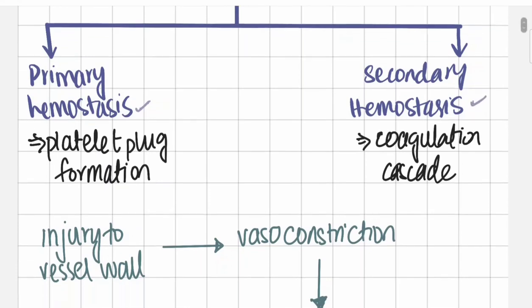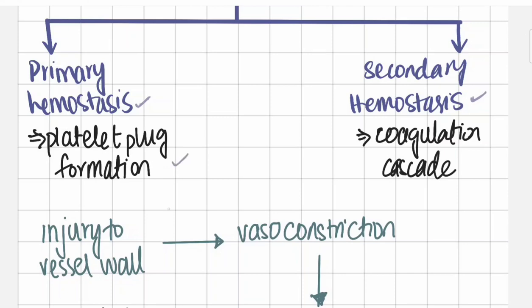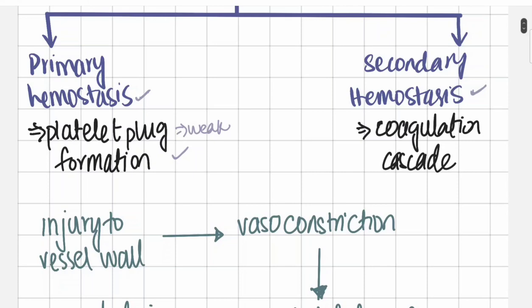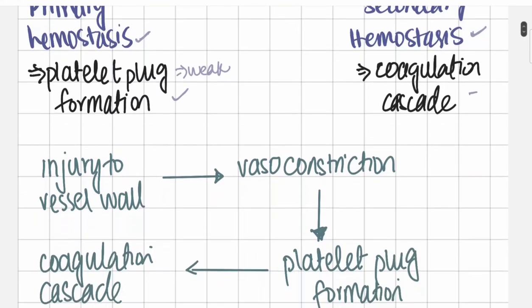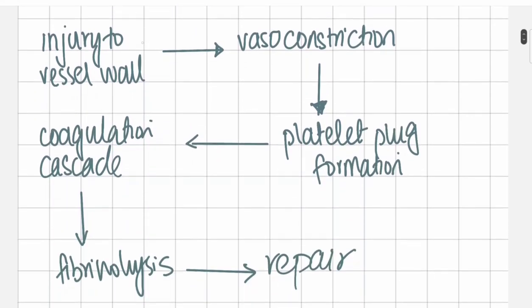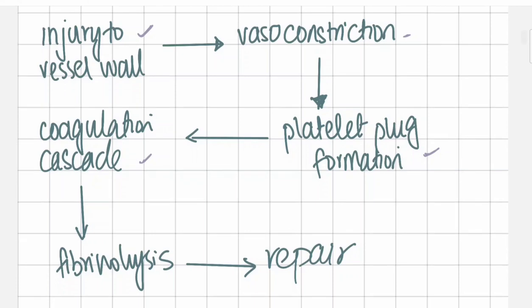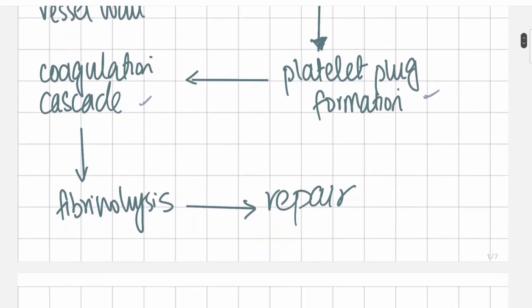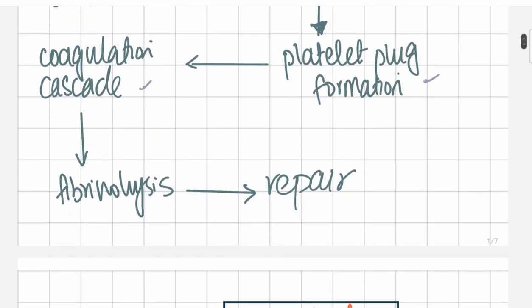The primary hemostasis is basically just a platelet plug formation, but it is very weak. And to strengthen this platelet plug, we have the secondary hemostasis, which is also called the coagulation cascade. So essentially what is going to happen is that there is going to be injury to the vessel wall. Then that is going to cause vasoconstriction. Then we're going to have a platelet plug formation. That will lead to the coagulation cascade, and after the blood clot has been formed, it will be removed by fibrinolysis, and then repair will happen.